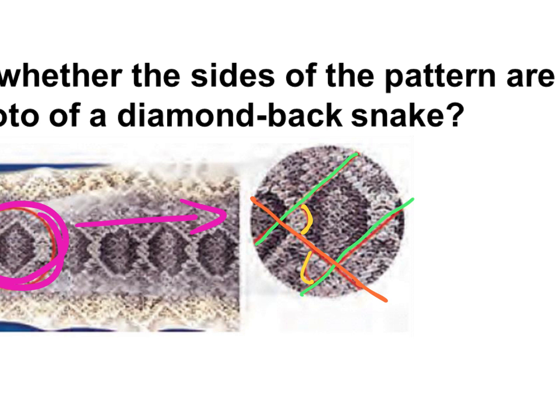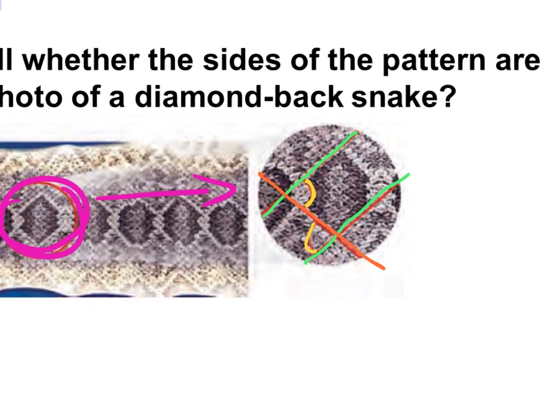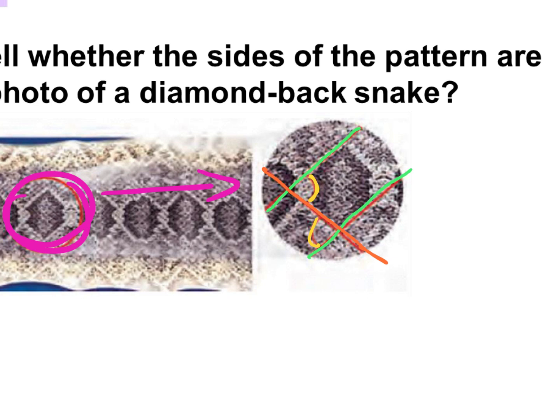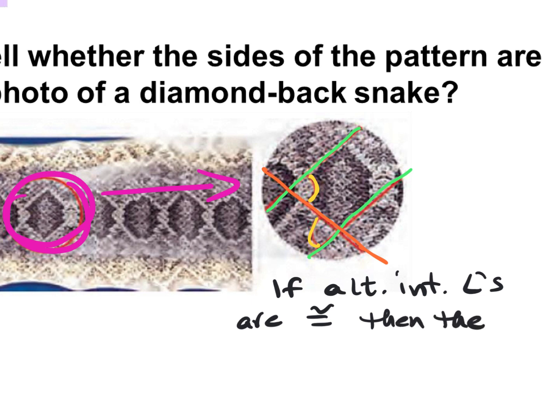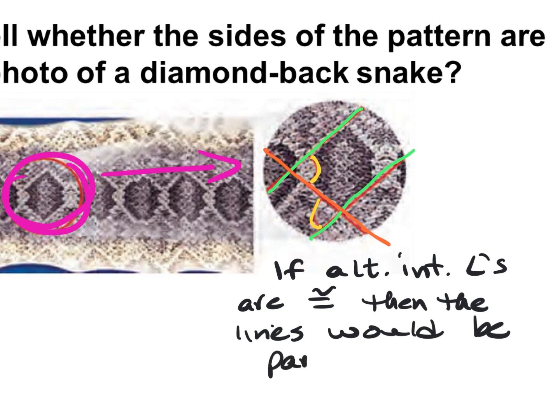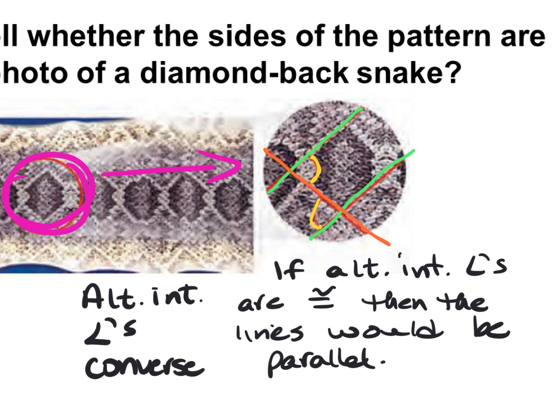So in order to show that those green lines are parallel, what kind of angles can I identify here? What are the yellow angles? Anybody notice? Perfect. So they've got congruency marks. They're inside those green lines. So they are alternate interior angles. So what we could state here is if alternate interior angles are congruent, then the lines would be parallel. And that's what I have pictured here. So I'm using my alternate interior angles converse to show that those green lines are parallel.